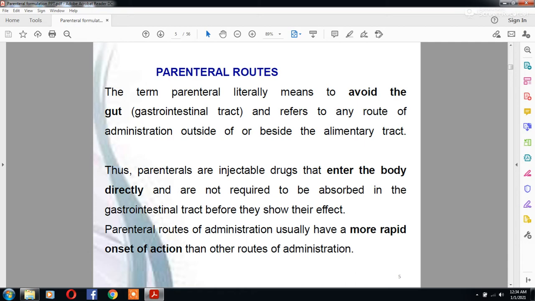Okay, so now parenteral routes. The term parenteral literally means to avoid the gastrointestinal tract, and refers to any route of administration outside or beside the alimentary tract. Thus, parenterals are injectable drugs that enter the body directly and are not required to be absorbed in the gastrointestinal tract before they show their effect. Parenteral routes of administration usually have a more rapid onset of action than other routes of administration.